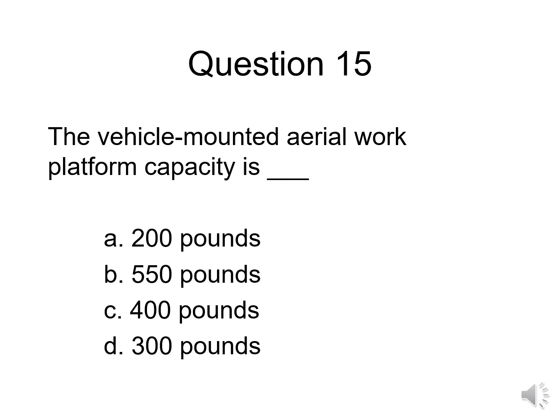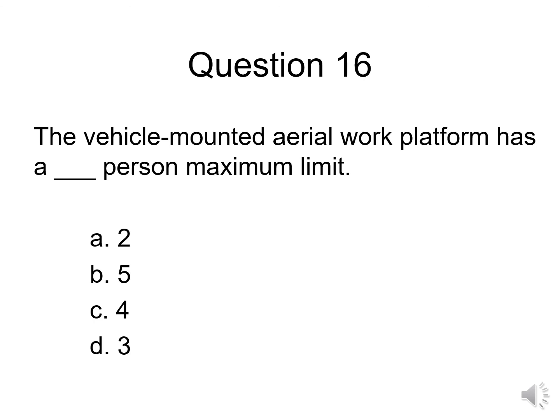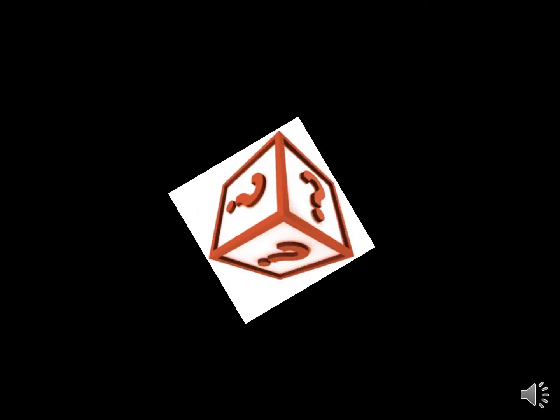Question 15. The vehicle mounted aerial work platform capacity that you utilize is A, 200 pounds, B, 550 pounds, C, 400 pounds, and D, 300 pounds. Question 16. A vehicle mounted aerial work platform that you would utilize has a blank person maximum limit. A, 2, B, 5, C, 4, or D, 3. That is the end of the quiz portion of the presentation.